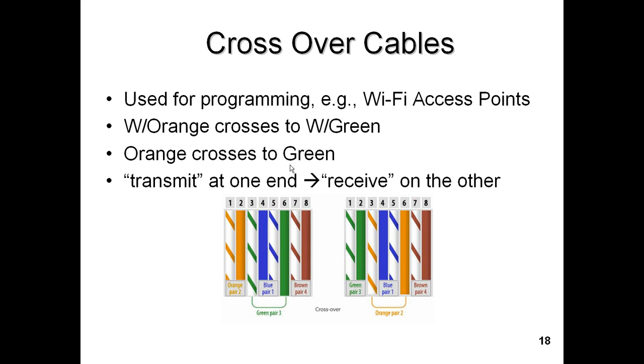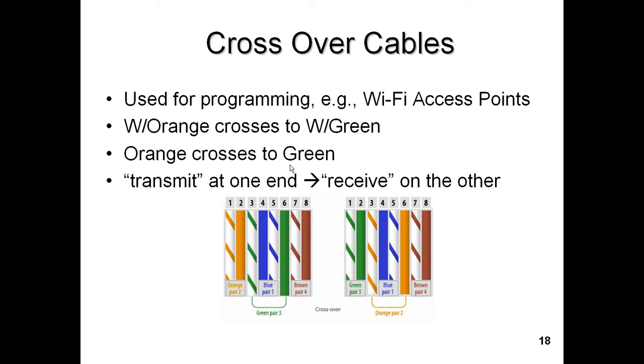Now, often when we want to program an NVR or a DVR or a camera, we want to connect directly from our laptop computer into that device itself. And the way that's done is through the use of a crossover cable or crossover connection. What this does is it crosses the white-orange to the white-green, and the orange crosses to the green, so that what is transmitted on one end is received on the other. You use these if you're going directly from your computer into a device and you're not going through a network switch or hub.